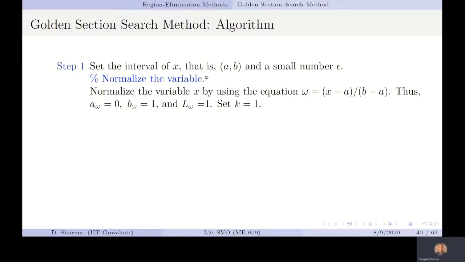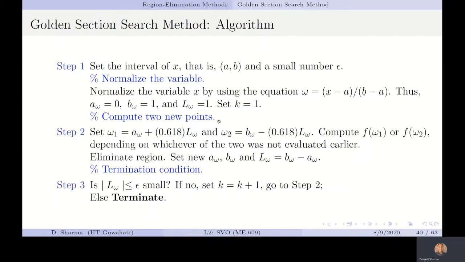The first thing we do with the golden section search method is normalize the variable. Since A and B can lie between any values, we normalize this variable X by omega, using the transformation equation X minus A divided by B minus A. By using this equation, the value of omega will always lie between 0 and 1. Therefore, we take new bounds as A omega 0, B omega 1, and L omega is B omega minus A omega, so currently it is 1. We set K equal to 1, meaning the iteration number is 1.